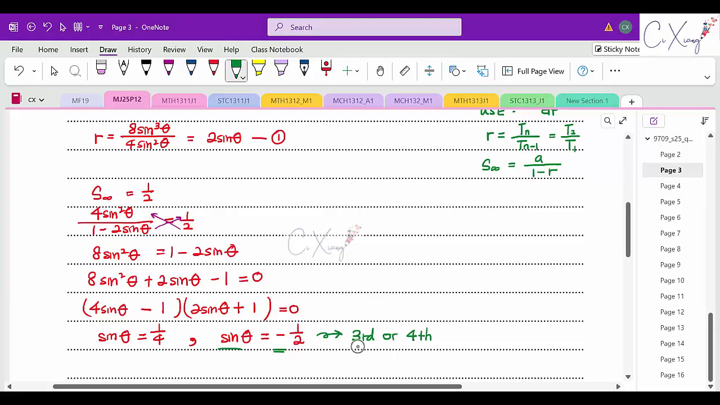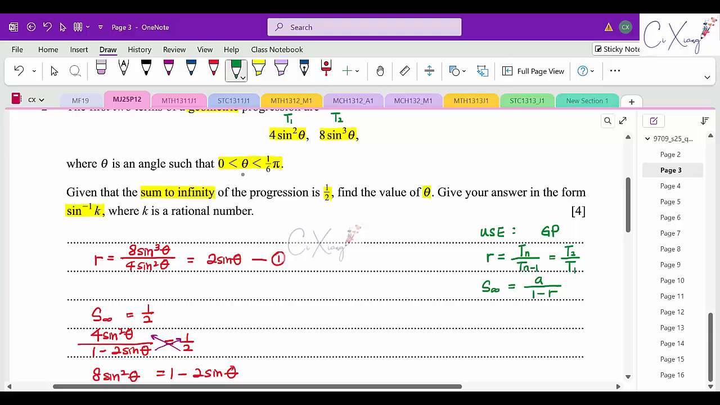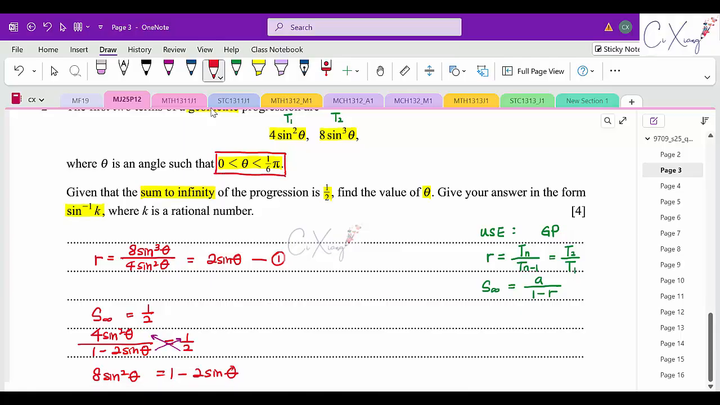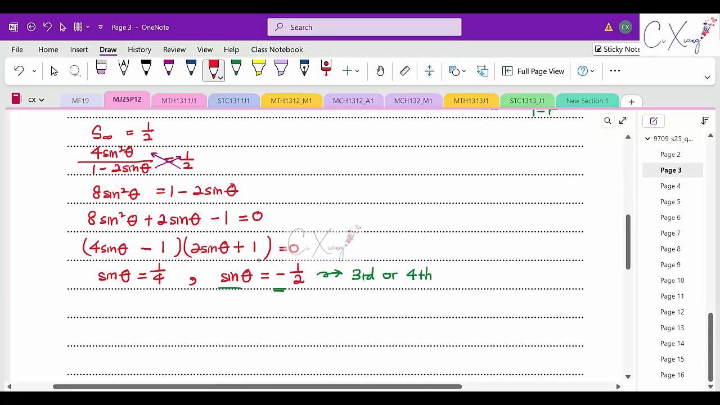Third quadrant tangent is positive. Fourth quadrant cos is positive. Okay, so when we are having the sine theta equals to a negative value, your answer must be always in the third or fourth quadrant. If you have a look for the theta here, you can see that the theta is between 0 until pi over 6, which means that the theta should be in the first quadrant at least, right? That's a reason why I ignore this one. So we ignore this part.